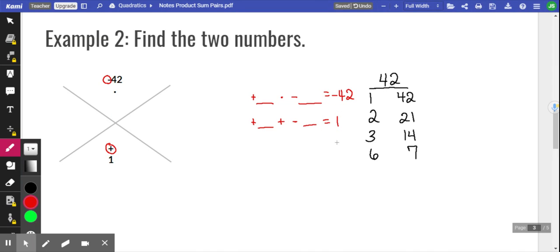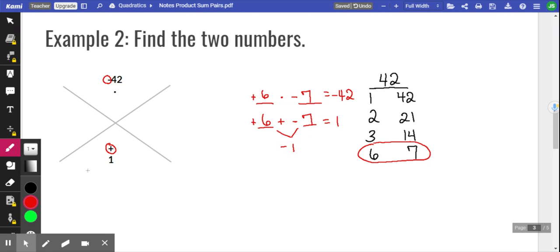So if I look at my list, if I try to add 1 and 42 together, whether one is positive and one is negative, nothing's going to get me anywhere close to positive 1. So I want my numbers to be really close together. I'm going to try this pair right here, the 6 and 7. If I try them this way, I have 6 times negative 7. Well, 6 times negative 7 is negative 42. That works. If I do positive 6 plus negative 7, that's going to give me a negative 1.